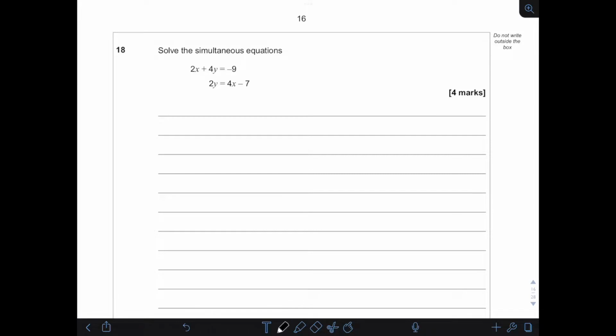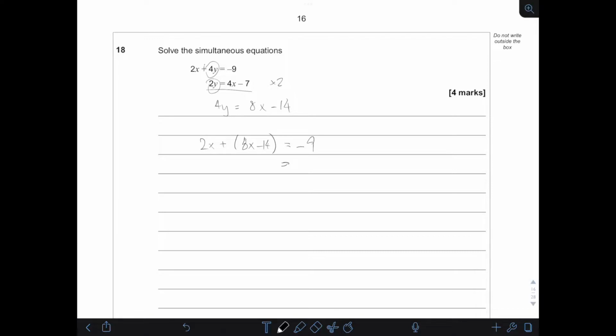Solve the simultaneous equation. Now this is not too difficult. So what we want is to essentially cancel the 2y from the 4y. So we know that 4y is, if we multiply this by 2, we get 8x minus 14. And we know that we have 2x plus 4y, which at this point is 8x minus 14, is equal to minus 9, right?